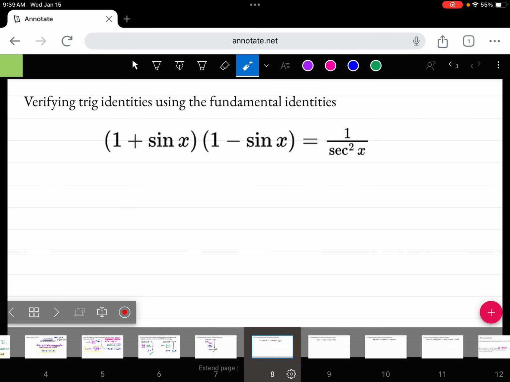Let's see. Okay, let's do another one. Deep breath. It looks a little scary. I promise it's not bad. As I say, it looks a little icky, but I promise it's not awful. So we've got 1 plus sine of x times the quantity 1 minus sine of x equals 1 over secant squared x.